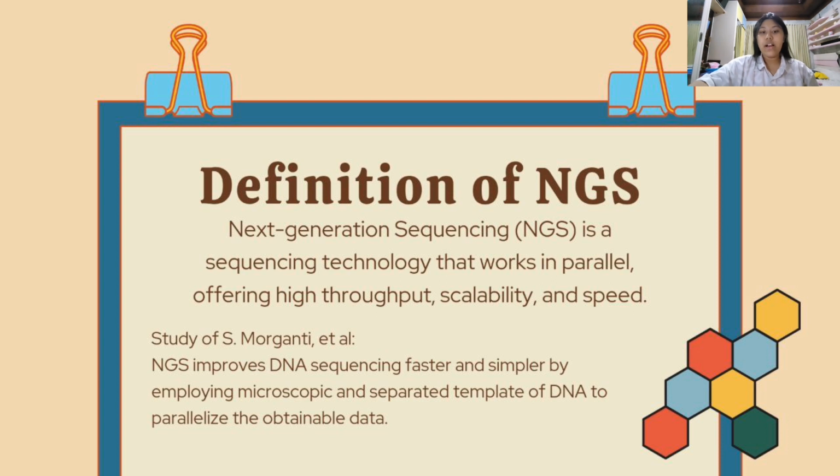cost. According to the studies of S. Morganti et al., NGS platforms improve the process of DNA sequencing, making it faster and simpler by employing microscopic, spatially separated templates of the DNA to massively parallelize the obtainable data. Today's highest throughput commercial instruments can generate nearly 1 terabase per run, allowing the sequencing of all coding exons of a genome and even a full genome in a short time and at a low cost. I think that's all I can explain about the definition of NGS. I'm sorry if there's any wrongdoings. Thank you.